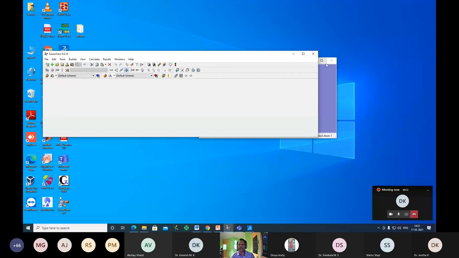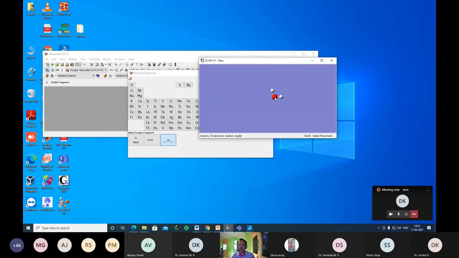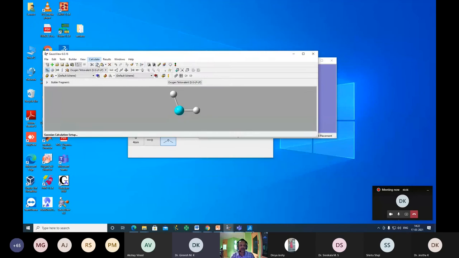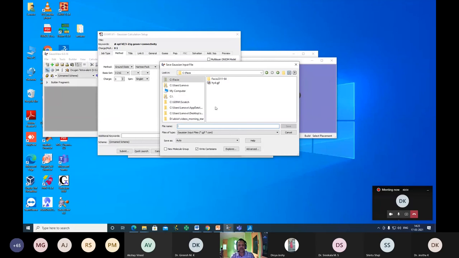File, new. In a molecule window, I am going to sketch the water molecule. I think this is visible to you, right, sir? Yes, sir, it's visible. So calculate, Gaussian calculation step, optimization. I specify my job type as optimization. My method is Hartree-Fock. My basis set is 3-21G. Again, I submit my calculation, save that input file. Water opt. Save it, run it.